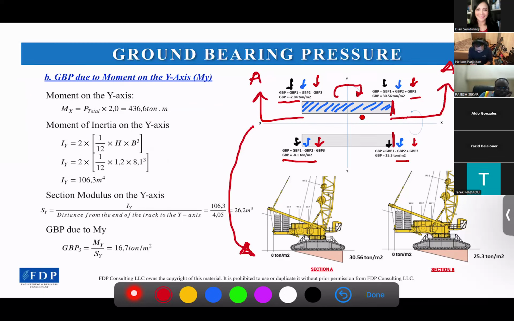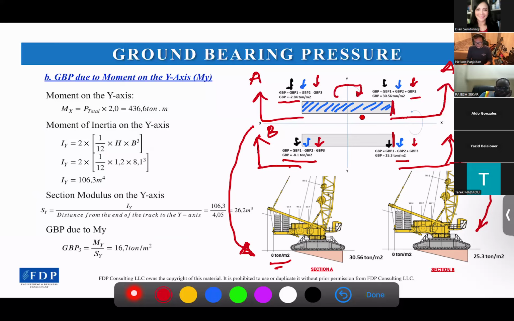And if we look from the other side, section B, it will be like this. But why did I put this as a 0? Because there is no negative ground bearing pressure. When we get a negative ground bearing pressure, that means it started losing contact with the ground. So that's why I put it as a 0. So yeah, I think that's all for the ground bearing pressure calculation for a mobile crane.